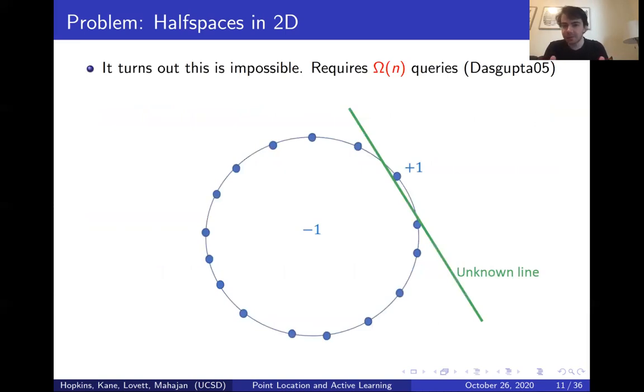And this has been known for a pretty long time. If the data is arranged in a circle, so in a very simple situation, the adversary can basically just cut off one point, and the learner is going to have to query basically everything, omega of n points, to find the one that the adversary has cut off. So you basically can do no better than the trivial solution.